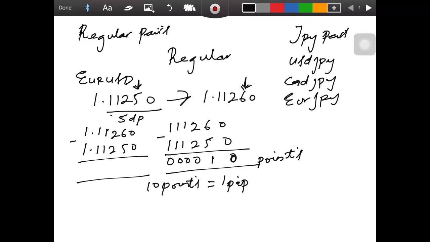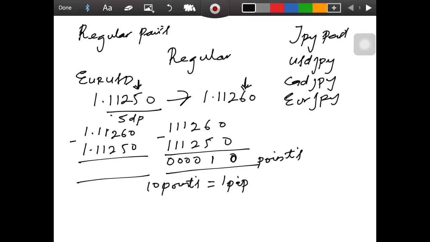So 1.11250 to 1.11260, anything on the 4th decimal place, as long as it's moving from 5 to 6 is 1 pip, from 5 to 7 is 2 pips, from 5 to 8 is 3 pips, from 5 to 9 is 4 pips, from 5 to 10 is 5 pips. So as simple as that.